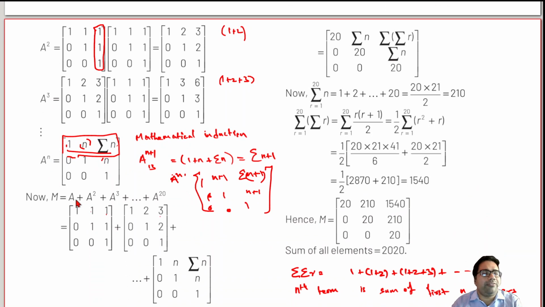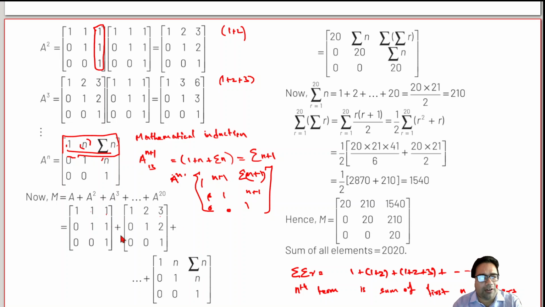Now we know what A power n is. We want A plus A square plus A cube up to A power 20. That means there are 20 such matrices. The first matrix is all ones. The second matrix has 2, 2 and 3 here. The third matrix has 3, 3 in these parts, and this one will be 1 plus 2 plus 3, that is 6. Similarly, the nth matrix will have diagonal ones, then n, and sigma n.